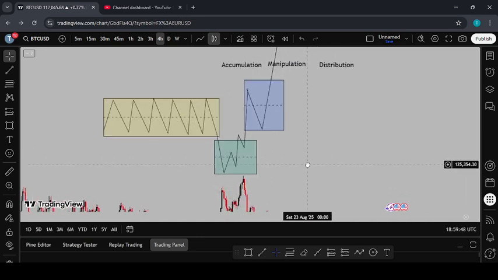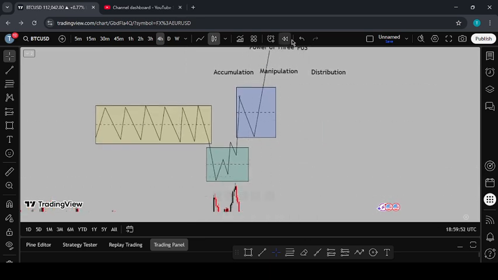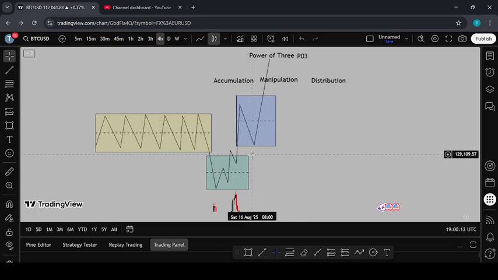Now this is where the market wants to make a buy move, but after accumulating and ranging for a long period of time, then all of a sudden, boom, it goes down as if it wants to sell, manipulates people, then booms, moves up, right, then pulls back into the range and buys. So this move is called the accumulation, manipulation, distribution.